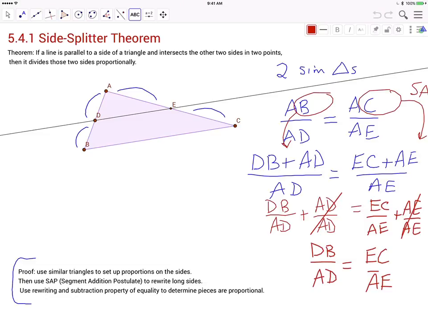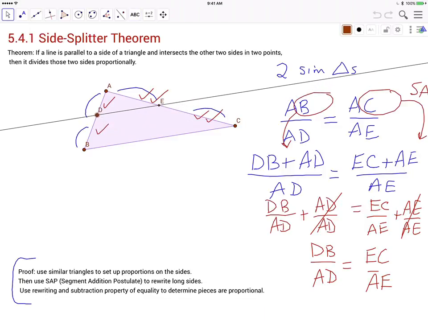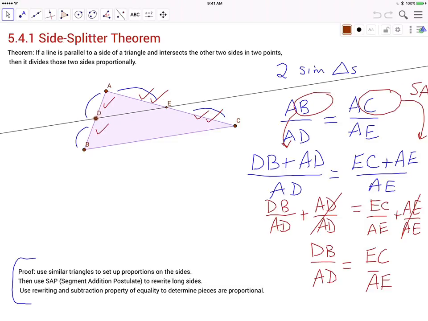DB relates to AD the same way that EC relates to AE. The pieces are proportional. And that kind of makes sense to most people, right? That I can slide this parallel line up and down, and no matter what I do, the pieces that are created remain in proportion. That is called the side splitter theorem.